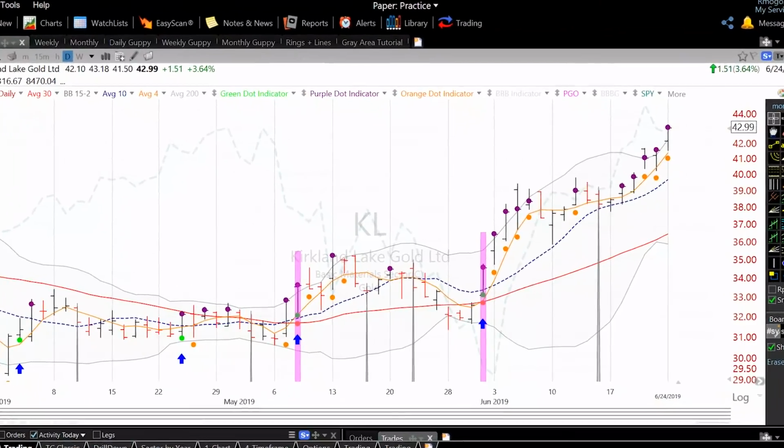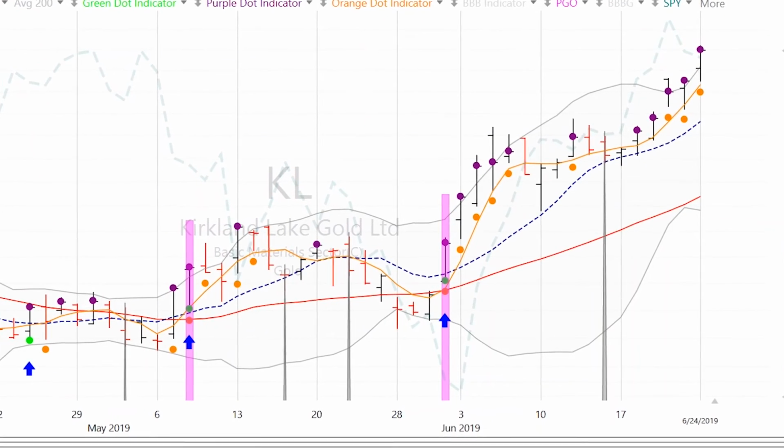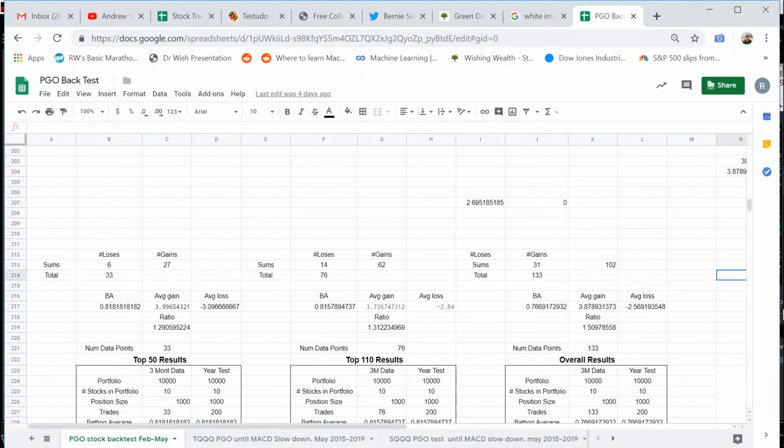So overall, the green dot indicator should be another tool in your arsenal to determine when momentum and support is behind a stock's move. I use the green dot indicator in conjunction with my purple and orange dot indicators to look for a PGO combination, which is when all the dot indicators appear on the same bar. This combination is very effective and has an over 75% success rate in the stock market when it's in an uptrend. I'll actually be devoting an entire video to this PGO combination, and I'll also be including the back test backing up my claims. But anyway, that's it for this video.